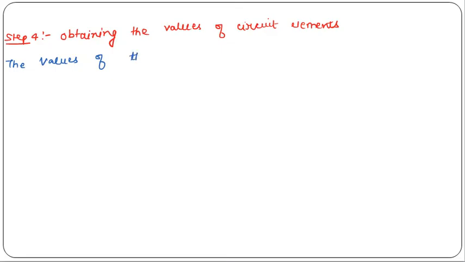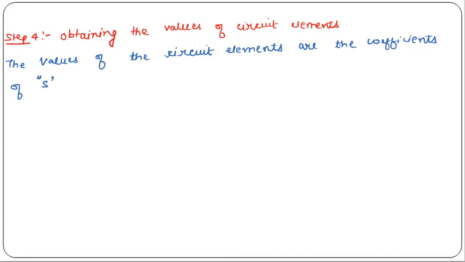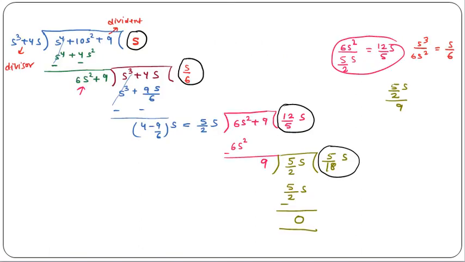The values of the circuit elements are the coefficients of s obtained in the quotient of the division. So now let us see the quotient. This is the division which we have performed.